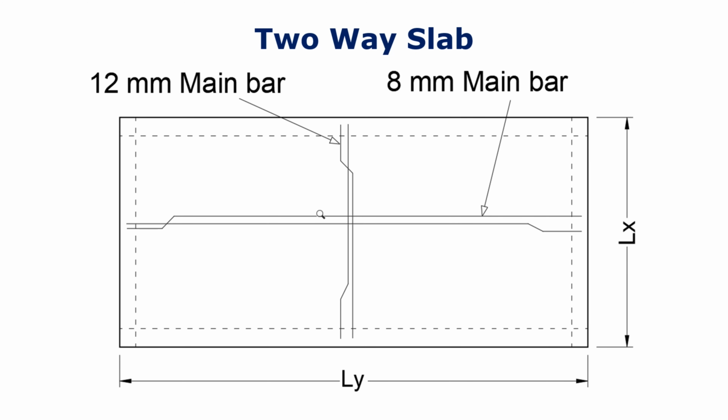Now let us see the reinforcement details of two-way slab. For two-way slab, the bending occurs in both the directions. Hence, we need to provide the main reinforcement in both the directions. As we can see in the drawing, the main bar is in both the directions. That is, 12 mm diameter bar is used in the shorter span and 8 mm diameter bar is used in the longer span. Now let us see side by side the basic differences between one-way slab and two-way slab.